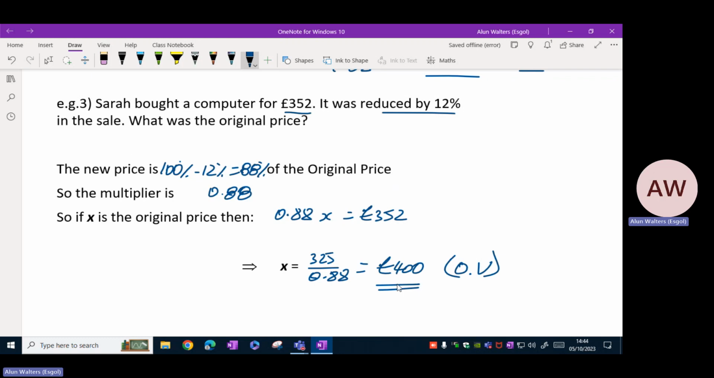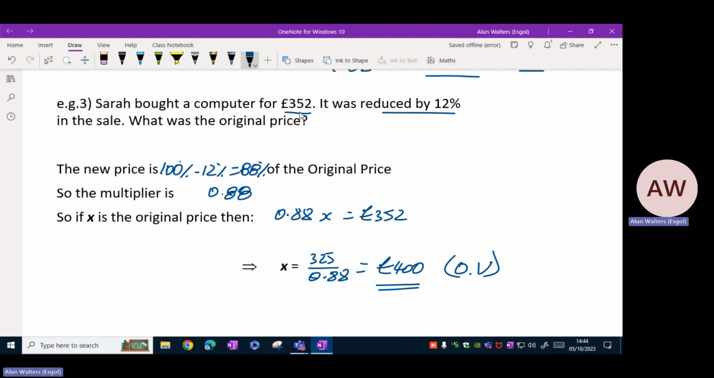If I'd have carried on with my first stab at this question, I wouldn't have ended up with a nice number like £400. It's worth checking as well at this stage. £400, if I reduce that, I end up with £352. So it's making sense to me. If I'd have progressed with that first stab at this question, I would have ended up with a number smaller than 352, and it goes against that question.